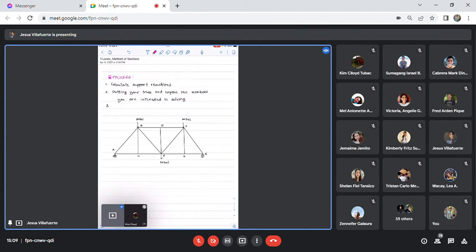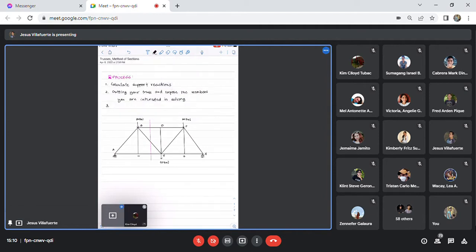So my cut would be something like this. So I can cut my truss to something like this. So it passes through member BE. So I can either draw the free body diagram on the left or I can draw the free body diagram on the right.